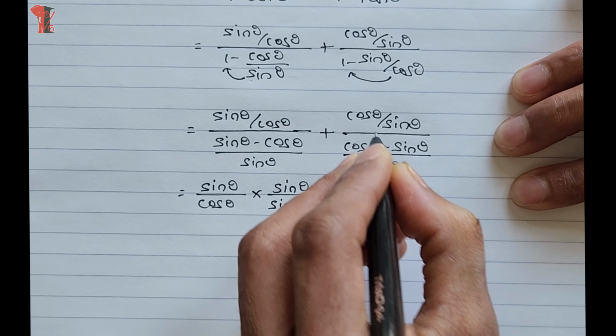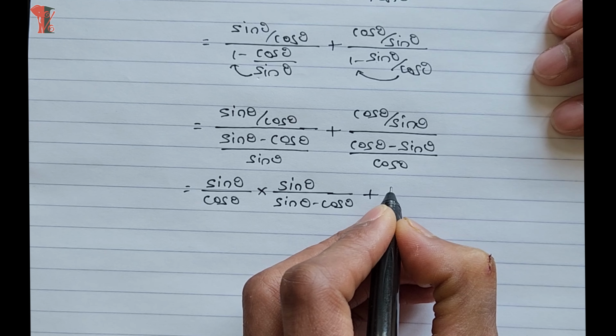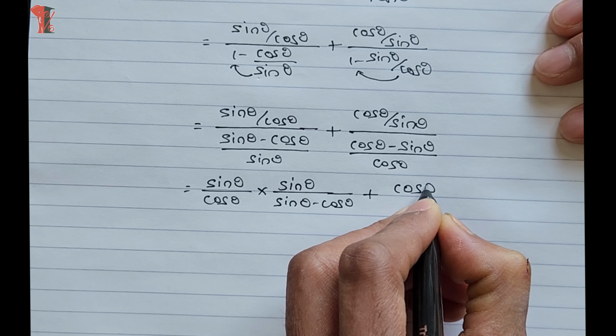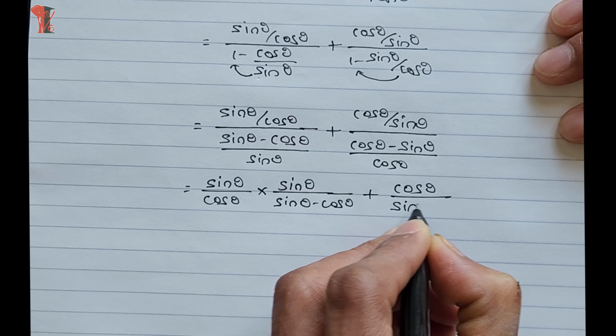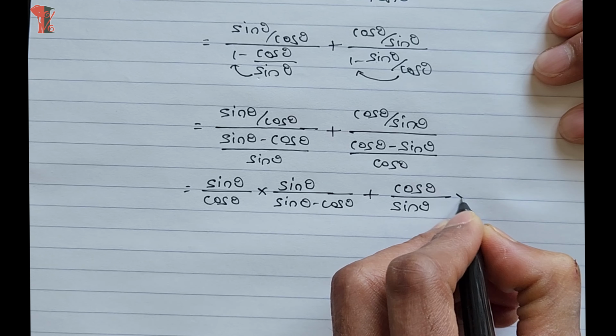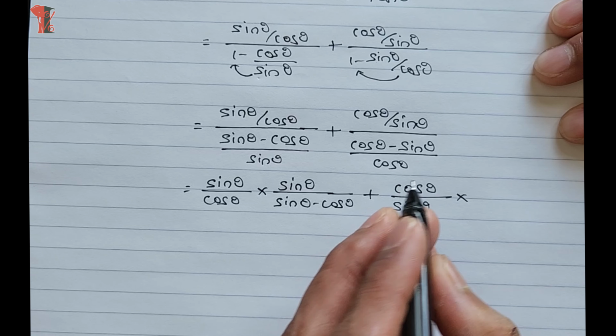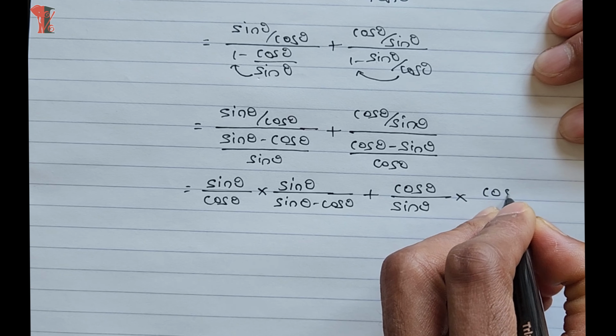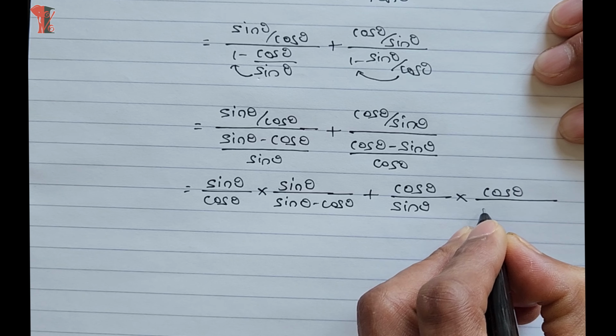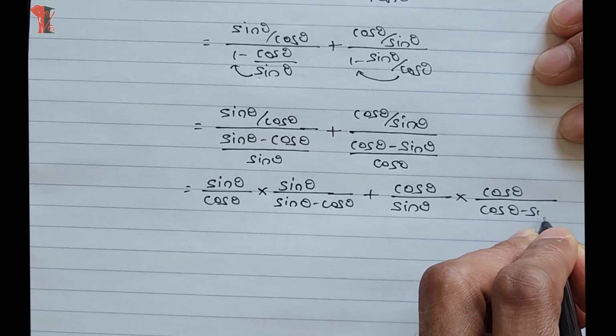Plus over here let us keep numerator as it is, cos theta by sin theta, and this particular part goes up. Which one? The denominator. We'll take it to numerator, so it gets reciprocal. That means it becomes cos theta by cos theta minus sin theta.